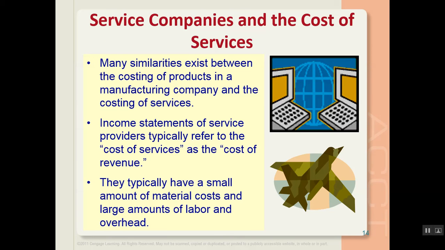So there's many similarities between costing of products in a manufacturing company and the costing of services. Typically, instead of cost of goods sold on the income statement, you'll see the term cost of services or cost of revenue. They're going to have a small amount of raw materials, but a large amount of labor and overhead.